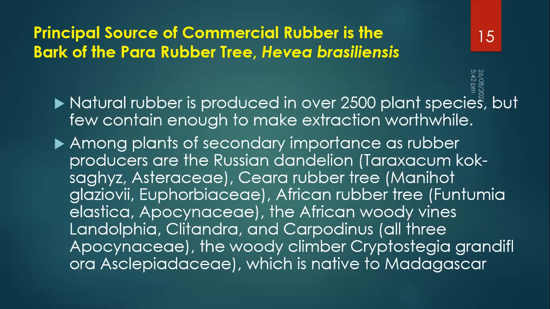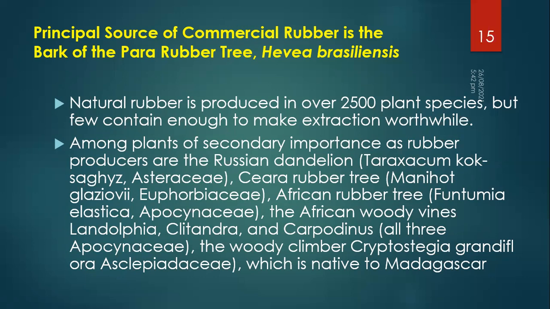The principal source of commercial rubber is the bark of the Para rubber tree, known as Hevea brasiliensis. Hevea brasiliensis is generally known as a rubber plant. Natural rubber is produced in over 2,500 plant species, but few plants contain enough to make the extraction worthwhile, an example being Hevea brasiliensis.